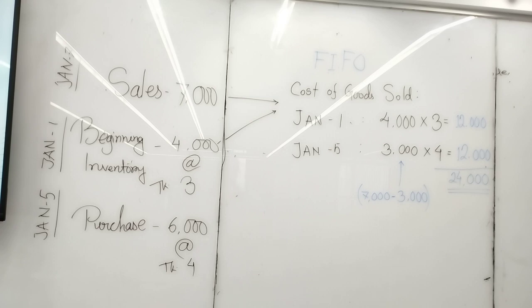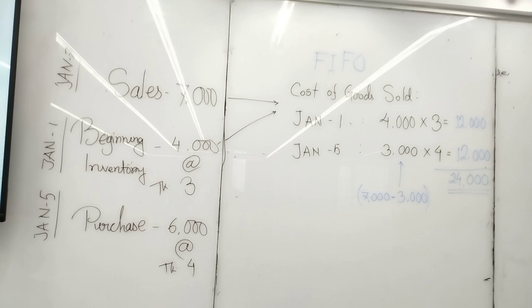Now we will be moving on to the LIFO method. Another thing, the name says first in, first out. So we are taking the first inventory which entered the company, and then we'll be taking the next one. So we are moving from top to bottom, from first, then second, then third. So now let's see the LIFO method.